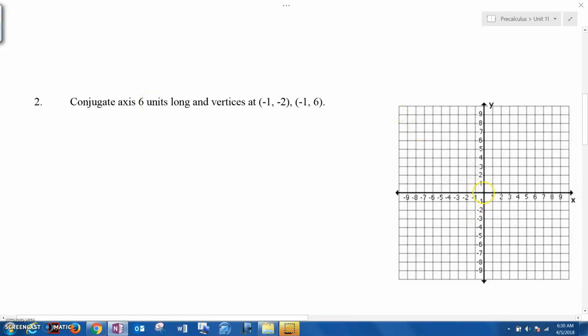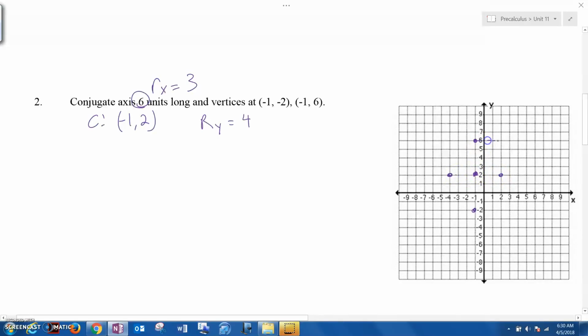Let's do the vertices first. So I have (-1, -2) and (-1, 6). If the vertices are here and here, I can find my center. 1, 2, 3, 4, 5, 6, 7, 8. So the center is 4 away, 1, 2, 3, 4. It's at (-1, 2). Now, I know then that Ry, because that's what's now given, is 4, which means that Rx is going to be half of 6, or 3.